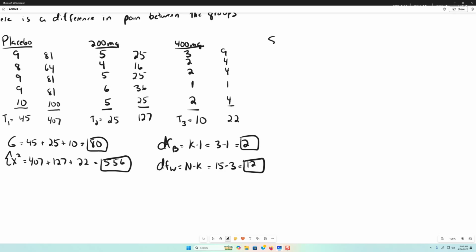So start it with sum of squares total. And it's going to be the sum of x squared minus G squared over N. Capital N is the total sample size. Sum of x squared, we have 556. G, we have at 80. And N, the total sample size, is 15. And when I solve that, I get 129.33 as my sum of squares total.